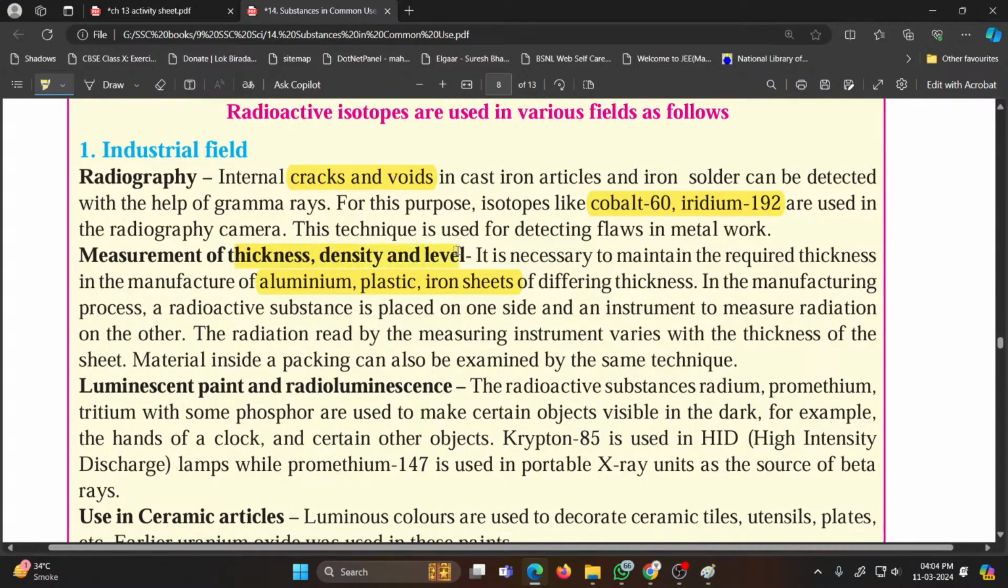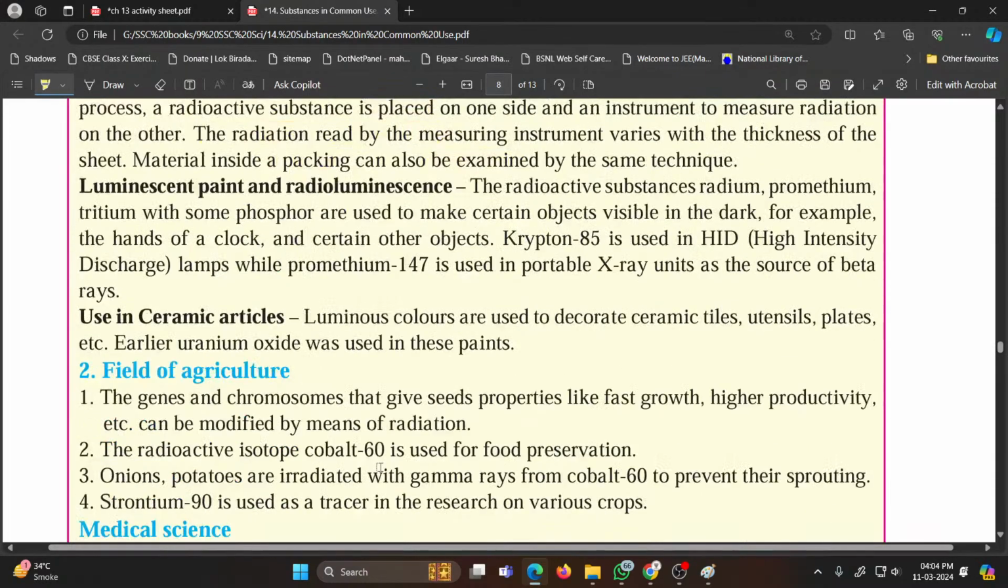Thickness, density and level. Then luminescent paint means the paint which releases light even in the dark. In this, krypton 85 is used, then promethium 147 is used, luminescent paint and radioluminescence. Luminescence means the light is given out.